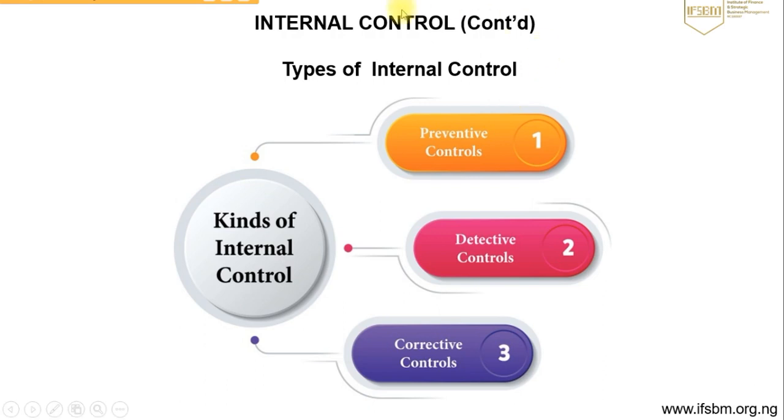Because like I've said in a previous class, no preventive control or no internal control measure is 100% perfect. None. You can be close to perfection, and the closer you are to perfection, the better for the organization. But none is 100% fraud proof. So the detective control plays the role of detective, from the word detect. You go out in search, in a bid to detect if there has been fraud.